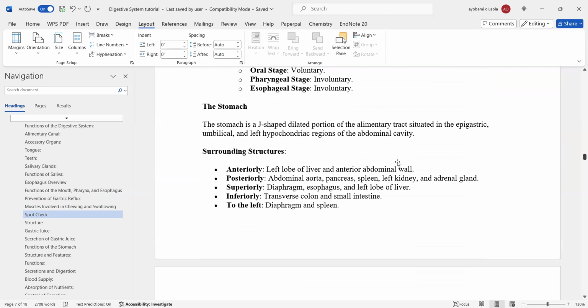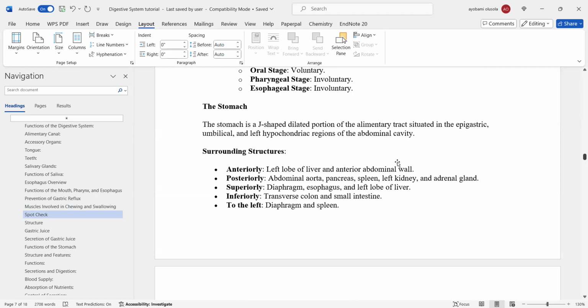The stomach is J-shaped, and it's also dilated like a balloon, of the alimentary tract, and is situated in the epigastric, umbilical, and left hypochondriac regions of the abdominal cavity.